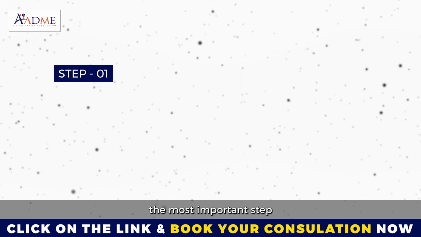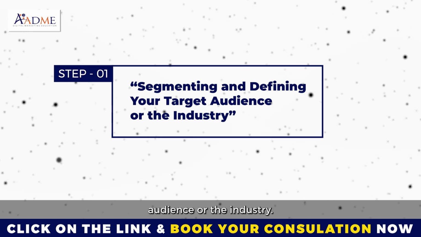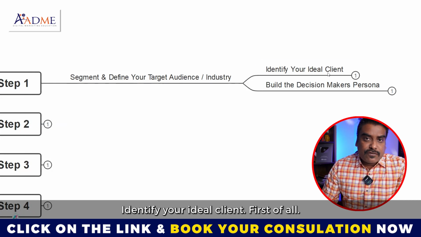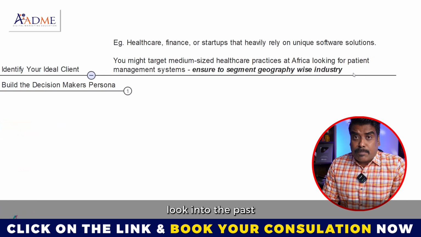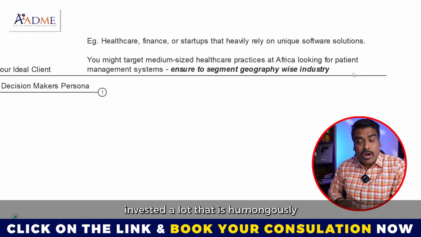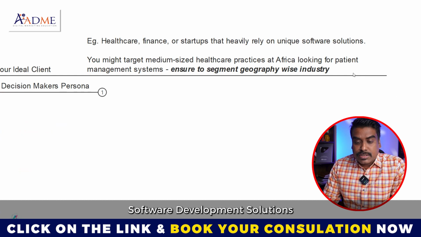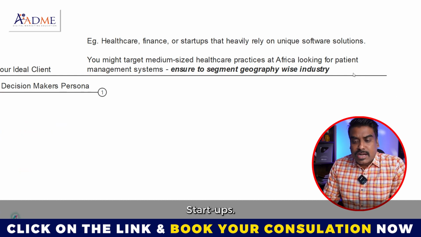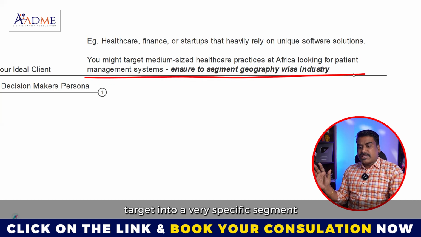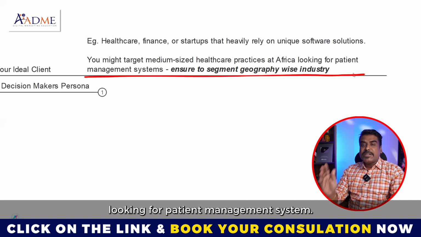Step number 1, the most important step, is segmenting and defining your target audience or the industry. There are 2 steps ahead. Identify your ideal client first of all. Look into past historic data and understand which industries have invested a lot, that is, humongously investing in software development solutions, like healthcare, finance, startups. You might also target a very specific segment, such as healthcare practices in Africa looking for a patient management system.